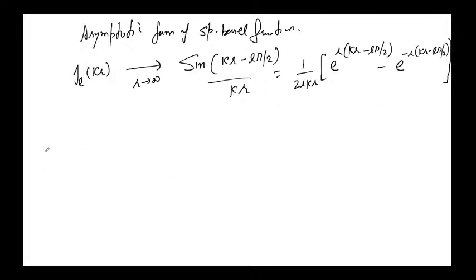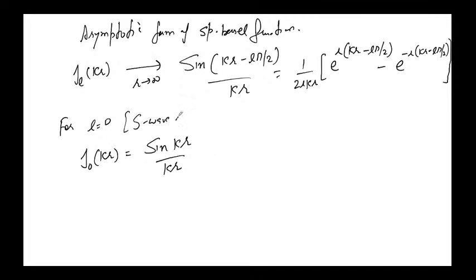So the first few spherical Bessel functions: for L equal to 0, the spherical Bessel function has the value sin(kr)/kr. This is for the S wave scattering. And if we are considering the higher order partial waves, for L equal to 1, that is for the P wave scattering.